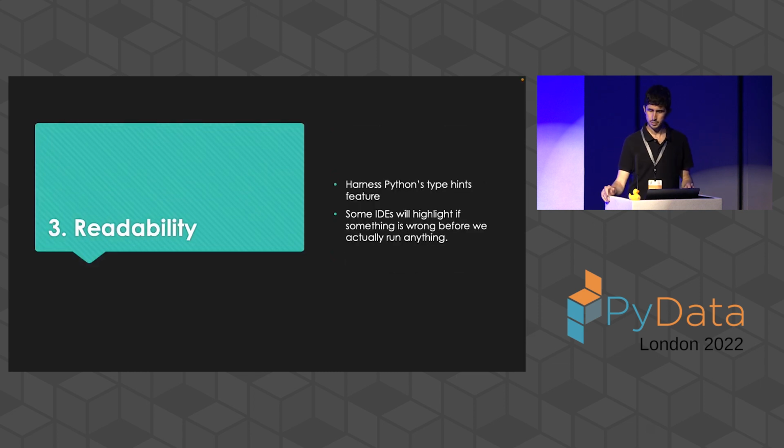Third is readability. We can harness Python's type hints feature for our purposes. You know how you can use type hints in Python, and I'll show it in the notebooks afterwards to make our code more readable. That is a very nice feature for these data validation tools and Python working together. Some IDEs will even highlight if you have a problem with the types you are sending back and forth between functions and classes and so on, which is really nice.